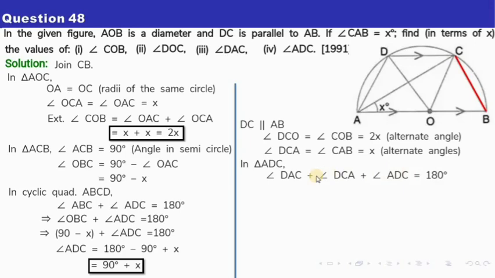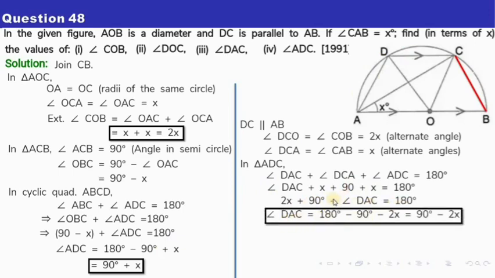Let us see what things are given to us. DAC we don't know. DCA, just now we found this to be x, so instead of DCA it is written x. And ADC we have already found: ADC was equal to 90 plus x, so 90 plus x is written here. So x plus x is 2x, plus 90 degrees, plus DAC will be 180. From here DAC turns out to be 90 minus 2x. So angle DAC will be 90 minus 2x. So this is also found.